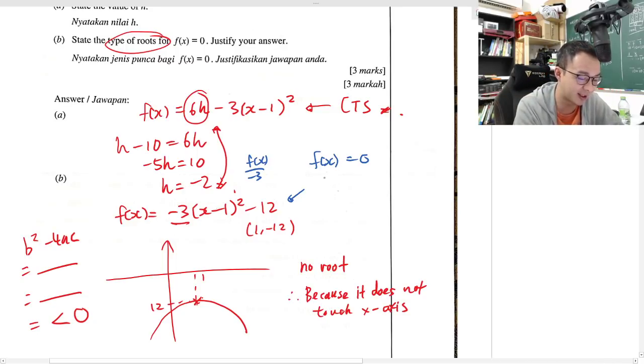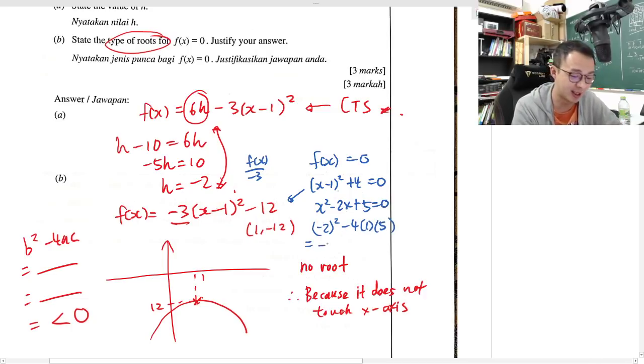If I divide by negative 3, I get x minus 1 squared plus 4 equals 0. Then I get x squared minus 2x plus 1 plus 4, which is plus 5, equals 0. And then I do b squared minus 4ac, which is 4 minus 20, so it's negative 16. So it's less than 0, right? Therefore, it has no root. Okay, so yeah.